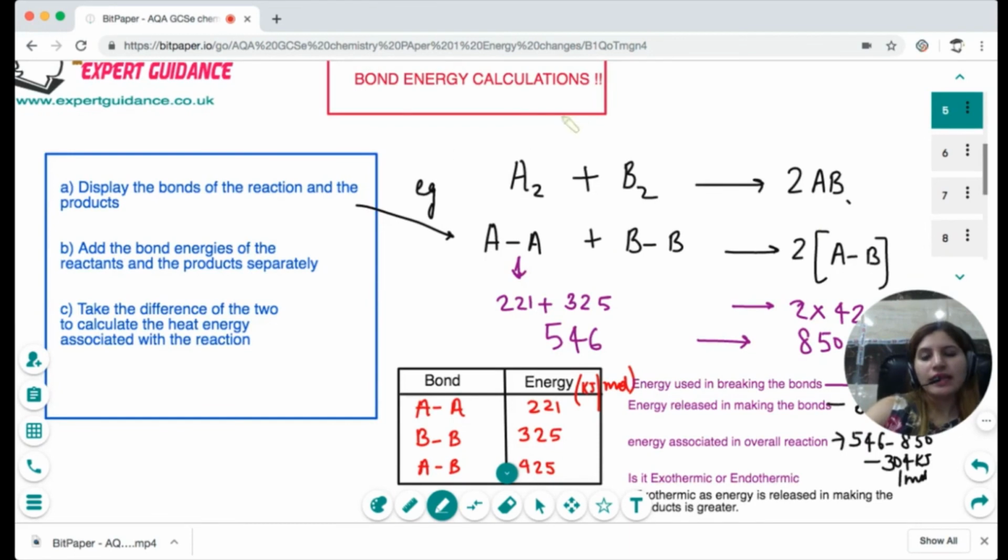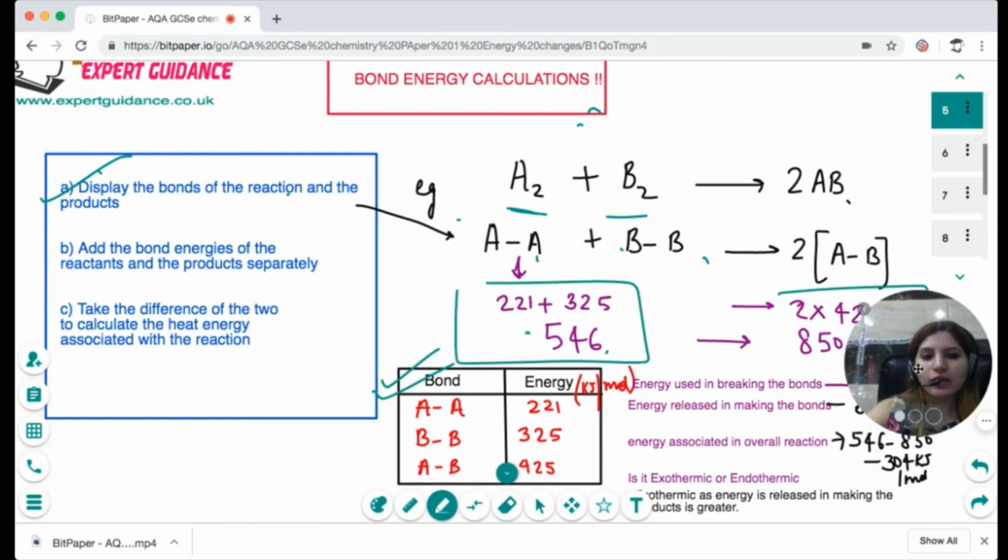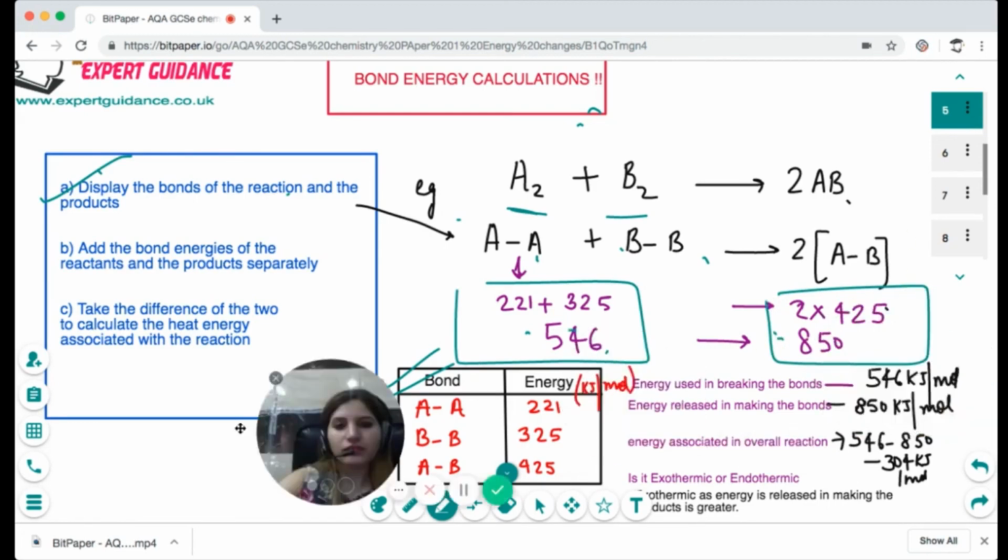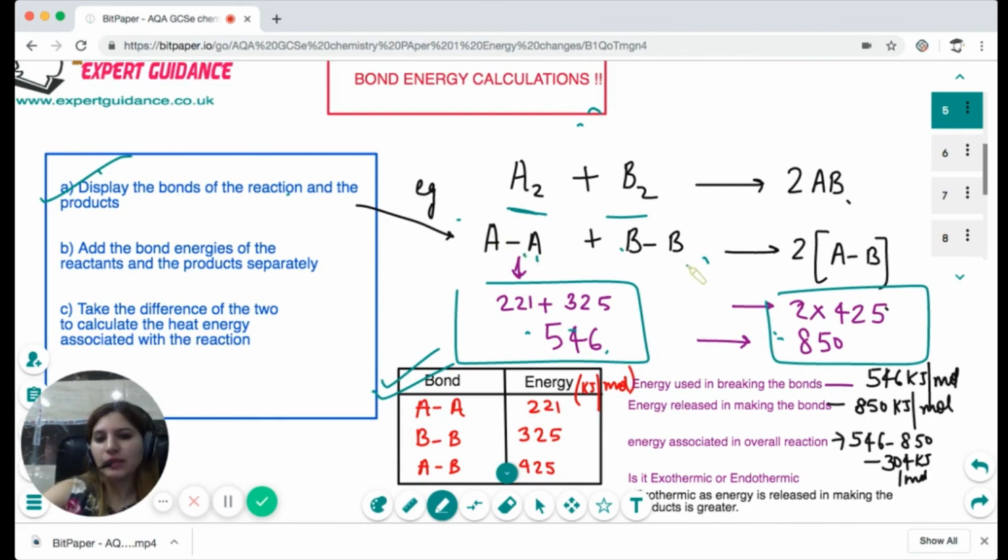Okay, next is the bond energy calculation. This is a higher tier question where you need to first draw out the bonds of the reactants and the products, take the bond values from the data booklet, add the bond values of the reactant side, add the bond values of the product side, take the difference of the two, and that will give you the heat associated with the reaction. So here we have AA bond and BB bond.